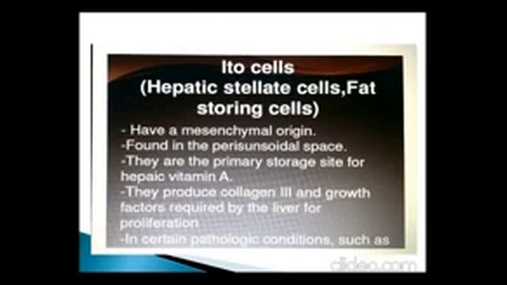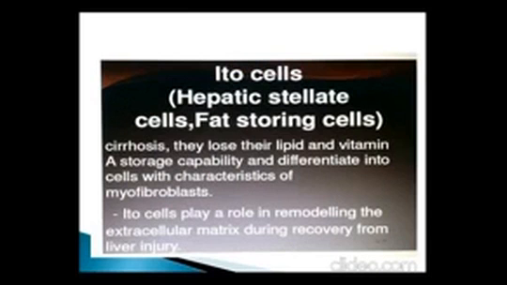So this is also called the hepatic stellate cells or the fat storing cells. Their contribution towards cirrhosis: they lose their lipid and vitamin A storage capability and differentiate into cells with characteristics of myofibroblasts. In case of cirrhosis we are talking here. Ito cells play a role in remodeling the extracellular matrix during recovery from liver injury.